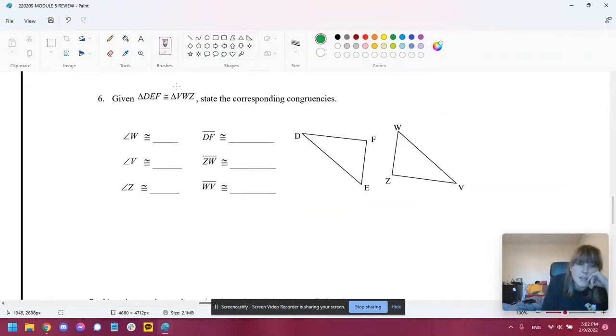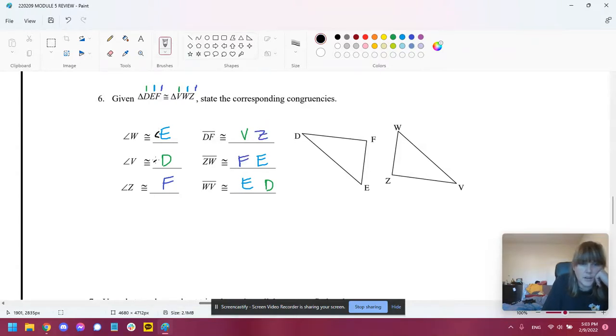Given that DEF is congruent to VWZ, state the corresponding congruency. I honestly don't even need the picture for this one, right? They already told me that D matches up with V. So every time I see a V or a D, I can just write in the other one. They told me that the E matches up with the W. So anytime I see a W, I can write an E. And then the F matches up with the Z. So anytime I see a Z, I can write an F. And anytime I write an F, I can write a Z.